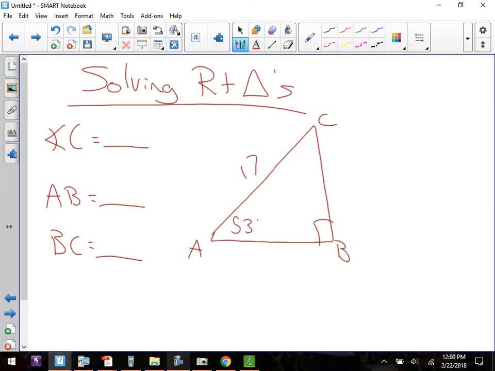Now, what's really nice about this method, or for this style, is that since you're given one of the angles in the triangle itself.